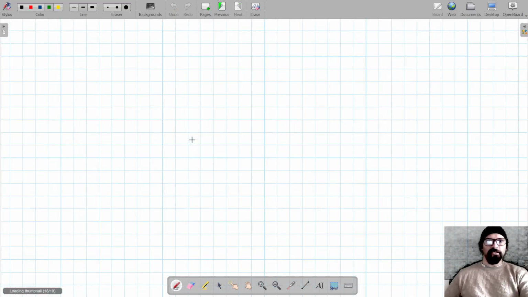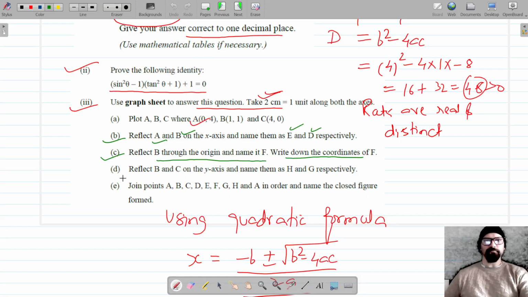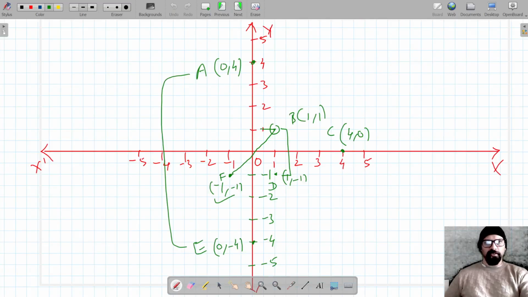Okay. For part D, reflect now B and C on the y-axis and name them H and G. So we are reflecting B and C on the y-axis, and we are naming them as H and G. To reflect points B and C on the y-axis, we have to draw a vertical line through the points B and C. So the reflection of B here becomes -1 and 1, and we name it as H. So this is H. The reflection of B on the y-axis is H.